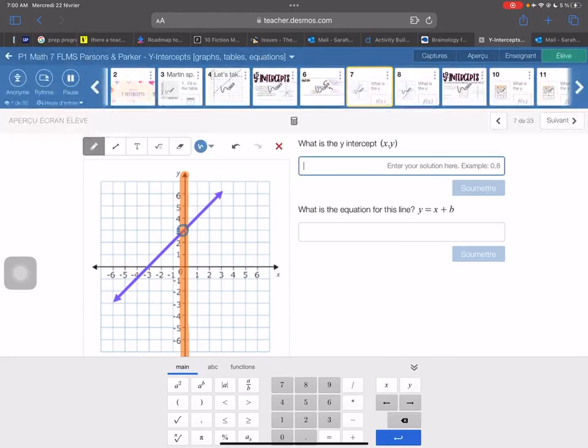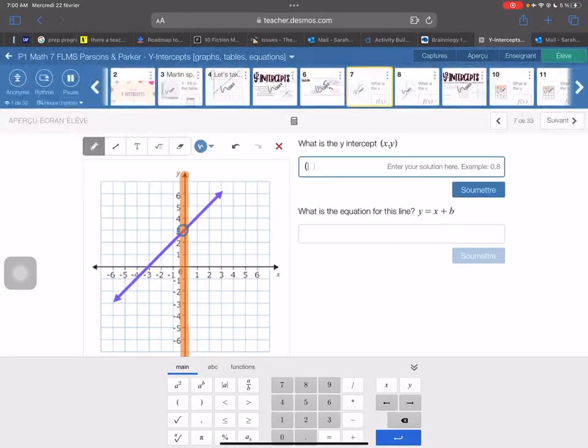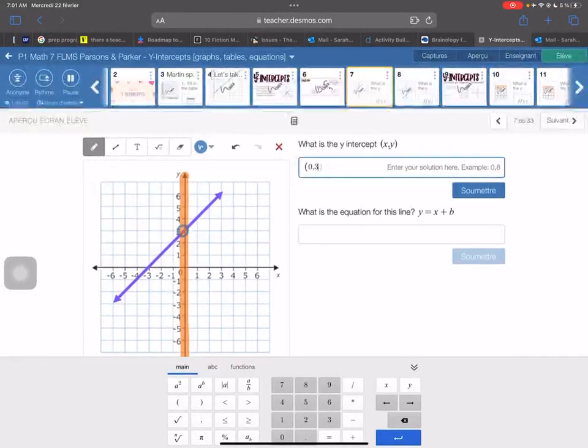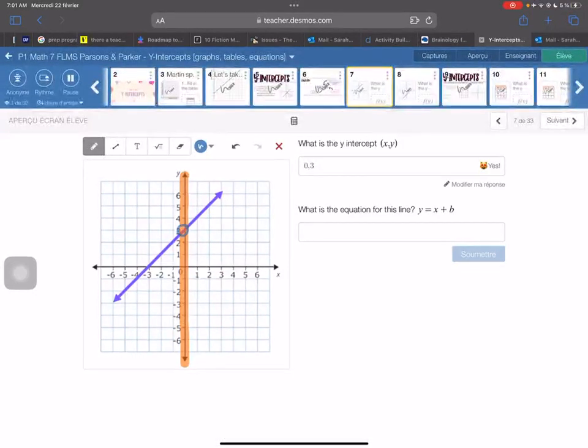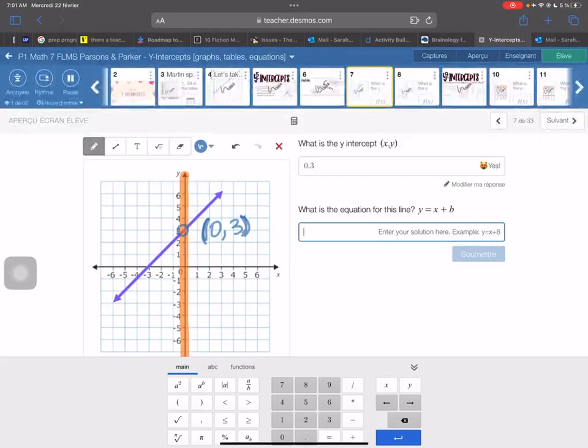the number 3. Usually this should be written with parentheses, so it should be coded for the x, which is 0, and then the y, which is 3, and then a parentheses. However, we have coded it incorrectly because Desmos is funky, so you need to delete those parentheses. So the answer is just 0, 3. But you need to know that it should be written with those curved lines, the parentheses on the side. The equation will be in the form y equals mx plus b.